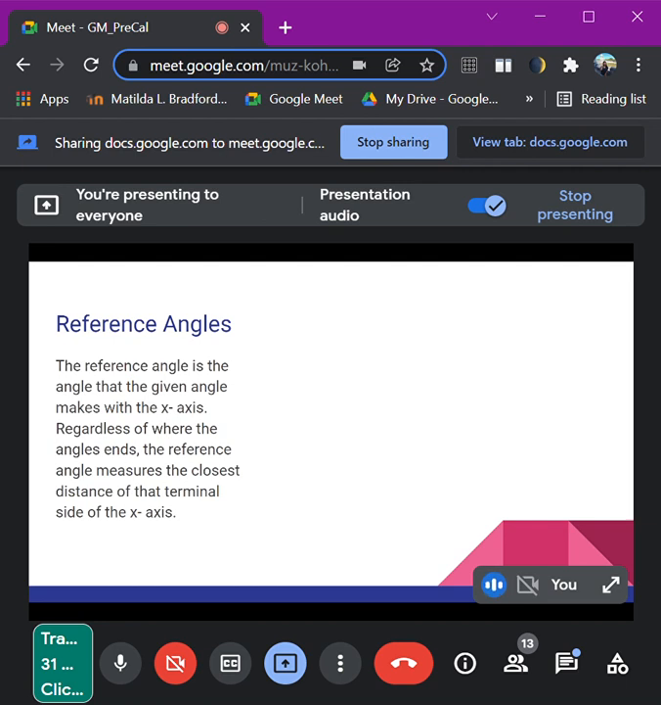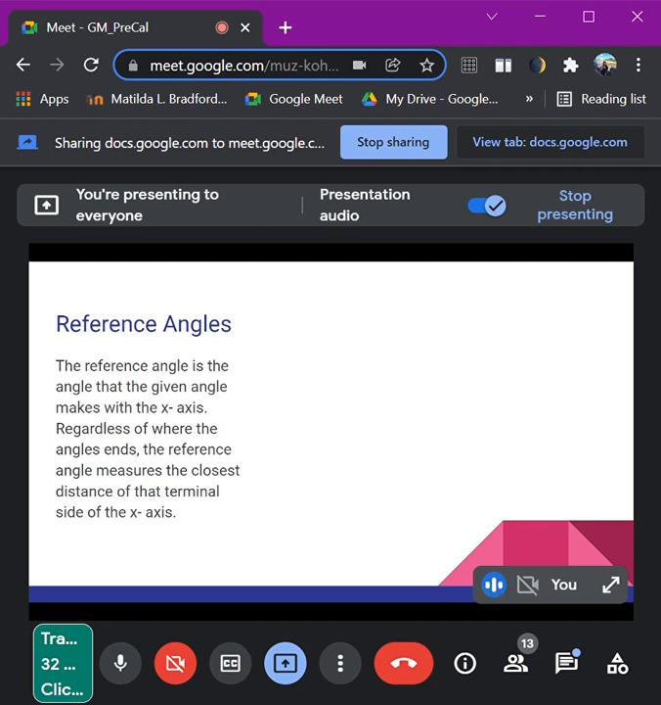Okay, very good. So you have there our reference angle class, which is the angle that the given angle makes with the x-axis. Regardless of where the angle ends, the reference angle measures the closest distance of that terminal side to the x-axis. So in short class, whichever x-axis it is closest to, that is its reference angle. Whichever is the closest x-axis to its terminal side, that is its reference angle.